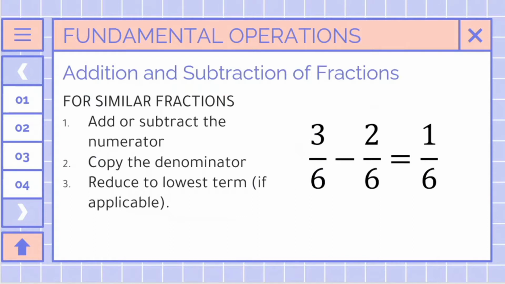To the fundamental operations of fractions, we have the addition and subtraction of fractions. And why are there similar fractions here? Because in adding and subtracting fractions, there are two ways: we have similar fractions and we also have dissimilar fractions. So, let us go to similar fractions first.